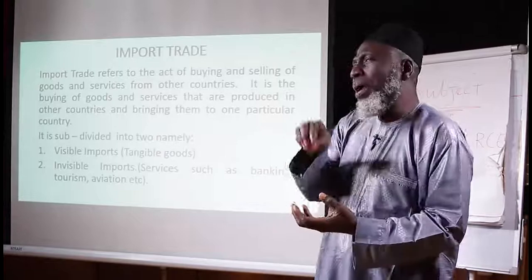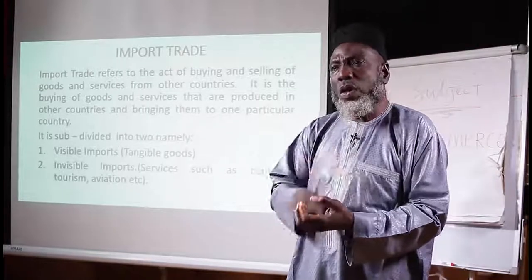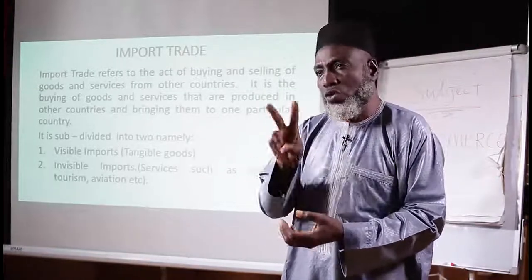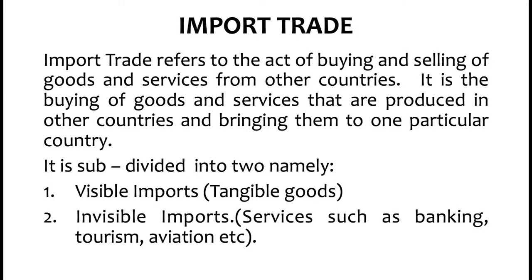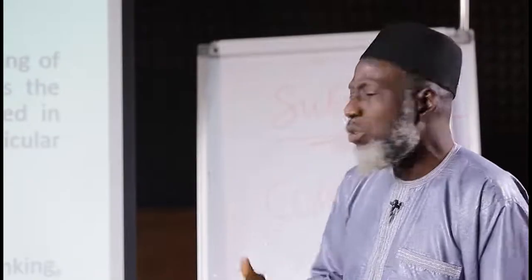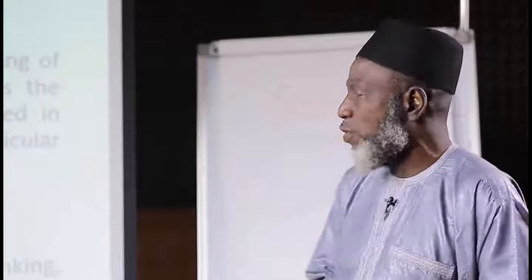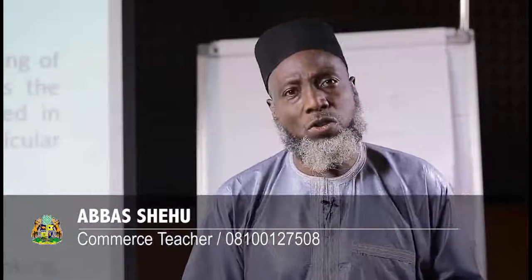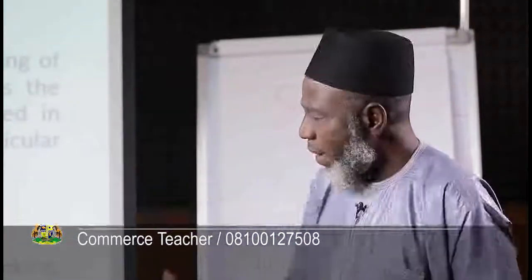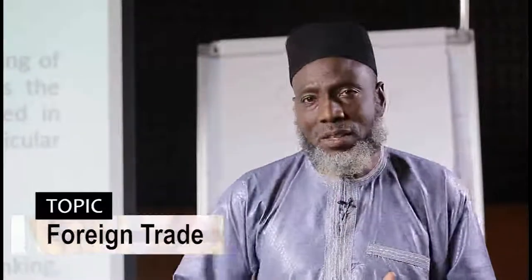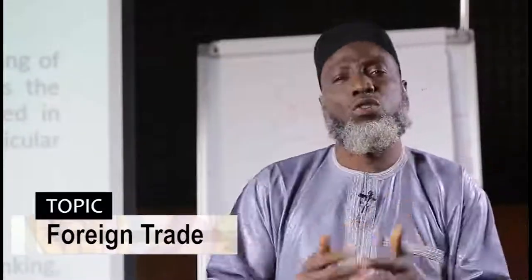Now, import trade is equally further divided into two. We have the visible import and the invisible import. The visible import refers to tangible goods that are normally bought from other countries and brought into our own country. And the invisible import refers to services that are bought from other countries into our own country. These services include banking, tourism, aviation, and so on and so forth. That's talking about import trade.